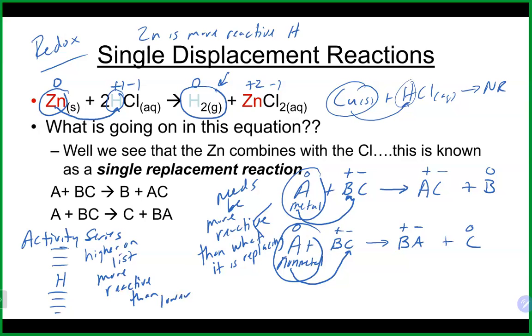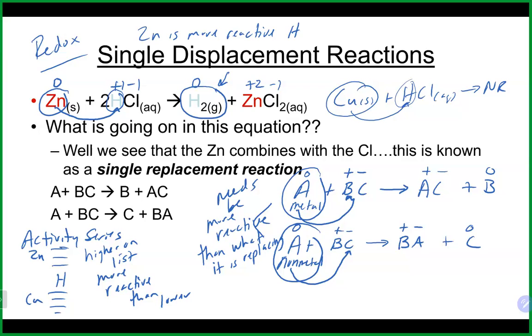I don't really plan on giving you an activity series to use, but it would be given to you if you need it. But in case you come across it in a book or something like that, that is how you use it. Again, for anything higher on the list, that reaction should take place if it's replacing somebody lower. But if somebody's lower on the list, it will not take place. So in our two examples here, you would find zinc higher on the list, and you would find copper lower on the list than hydrogen. And again, that's how you can make your decision as to whether or not it will actually take place.